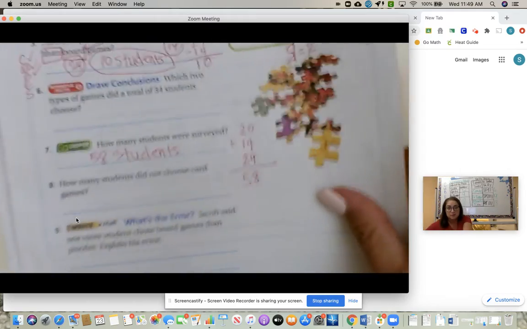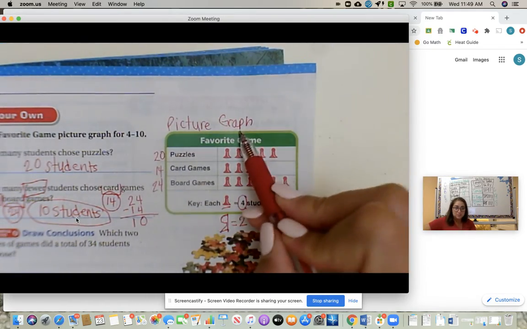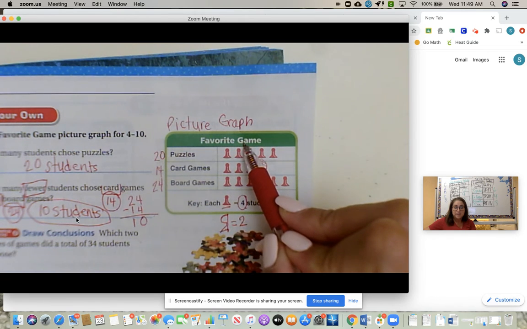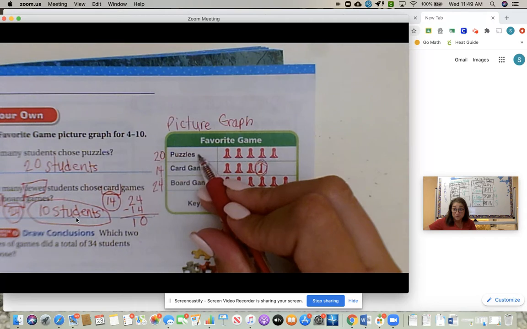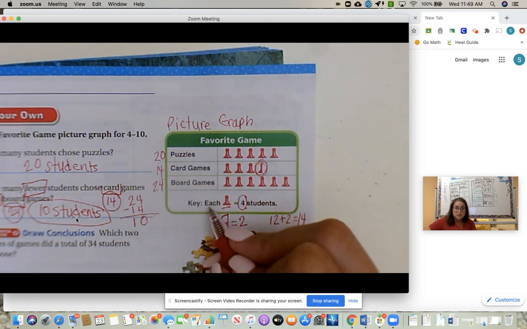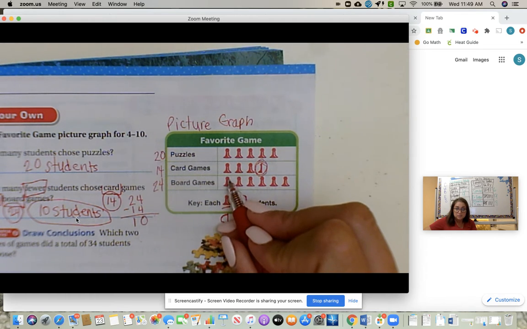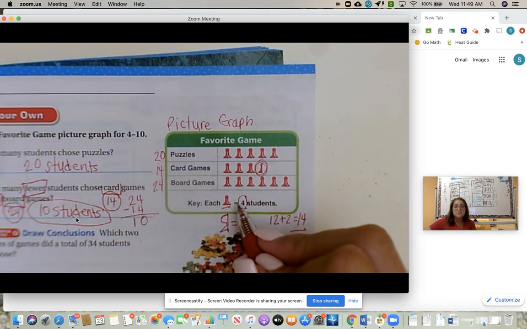All right, we're going to start with always our picture graph first. So label your picture graph. We're talking about favorite games. Our categories are puzzles, card games, and board games. When you look at your key, each picture, so each game piece, is 4 students. So you are skip counting by 4.